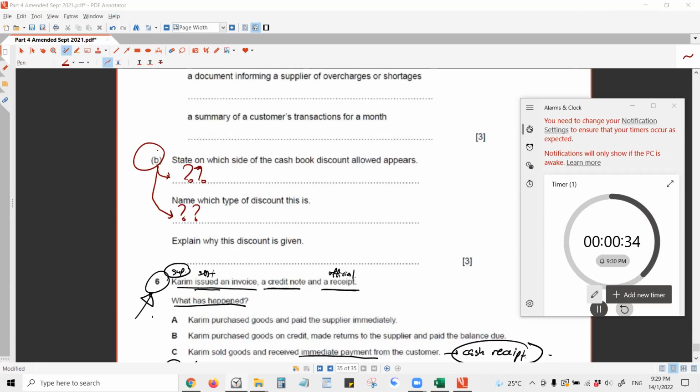For the second question of B, they ask you to name which type of discount this is. There are two types of discount. If you look at your chapter 3, there are two types of discount that you have learned. One is trade discount, another is cash discount. So you have to choose between the two for B2.